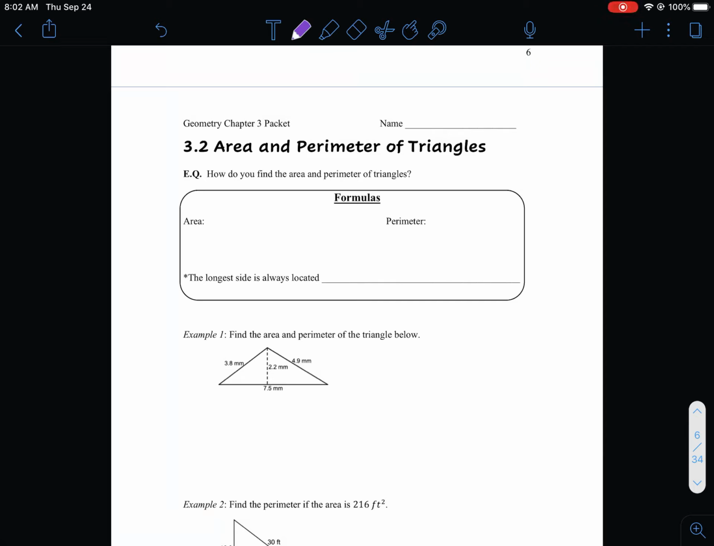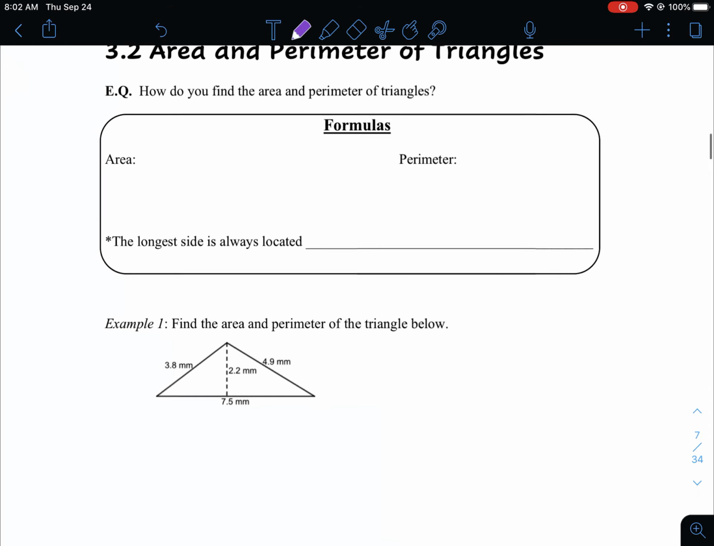Section 3.2 is about area and perimeter of triangles. So we're going to look at the two formulas, and if you remember, you can always find these formulas on your formula sheet. The formula for area of a triangle is 1/2 base times height, or base times height divided by 2.